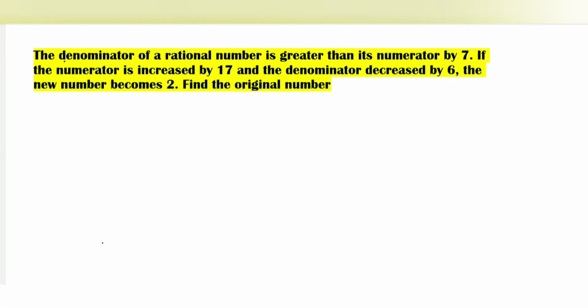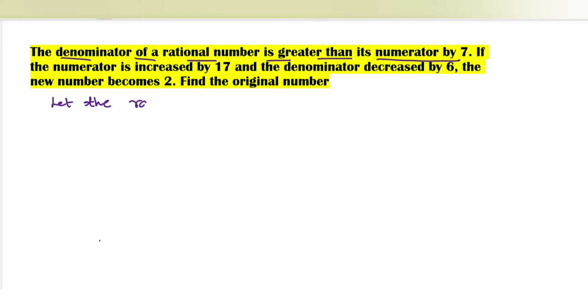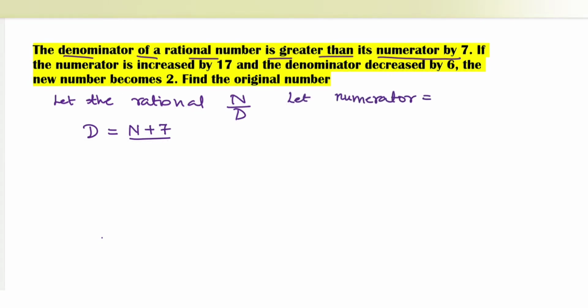Now see here, the denominator of a rational number is greater than its numerator by 7. We don't know. Let the rational number be n by d. So according to the question, it is said that the denominator of a rational number, so this is d, is greater than the numerator by 7. So I'm getting this d in the form of n. So let the numerator be x. So the denominator is what? As I told you, d is equal to n plus 7. So denominator we will get as x plus 7, because denominator is greater than the numerator by 7. It is more than by 7.